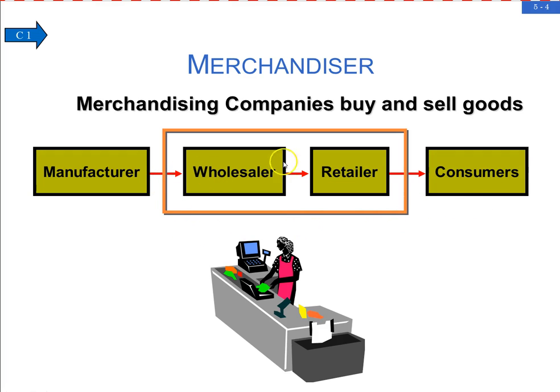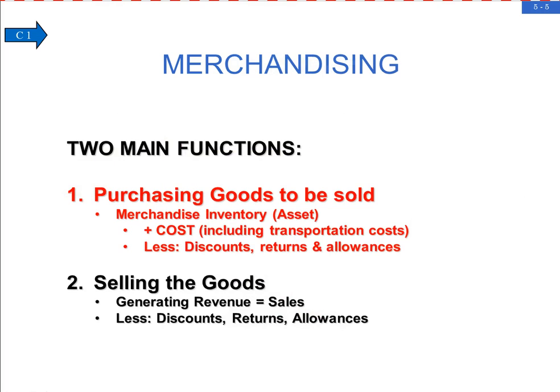There's wholesalers and retailers generally who are much higher up in the chain, and that's really who we're going to be dealing with in the next two chapters. Both Chapter 5 and Chapter 6 are wholesalers and retailers. Manufacturers we don't deal with until managerial accounting, which may be next semester for you guys. So we're going to be dealing with wholesalers and retailers for the most part.